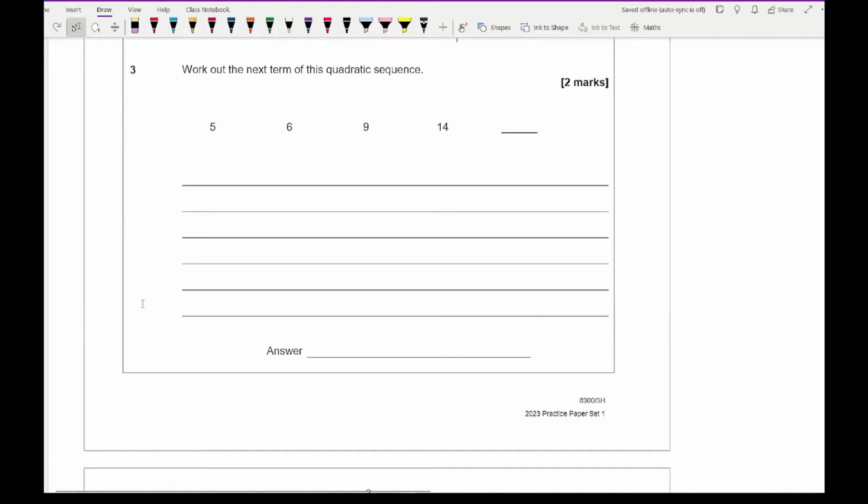Moving on to question 3, it says work out the next term of this quadratic sequence. Now with a quadratic sequence you have a double difference, which is the same. So if I work out the difference between these I get +1, +3, +5, and then you might be able to spot a pattern that they're going up by the next odd number. So this difference here is going to be +7, and 14 plus 7 is 21, so the answer is going to be 21.